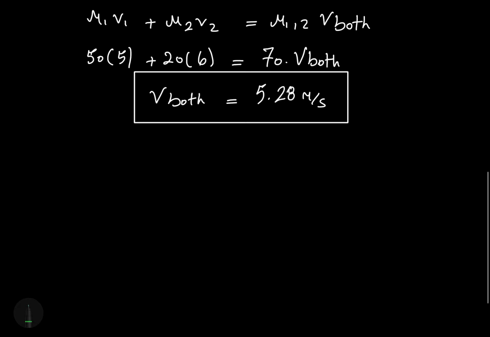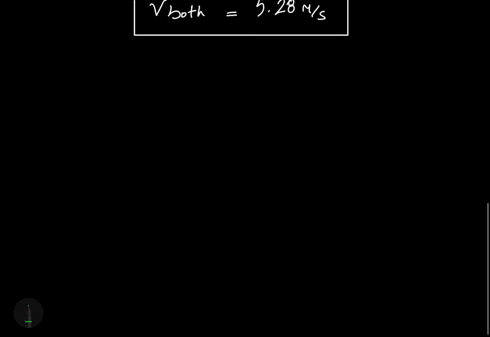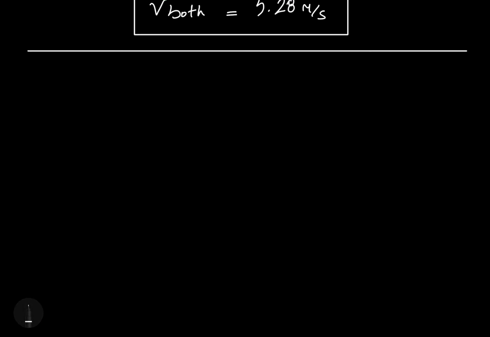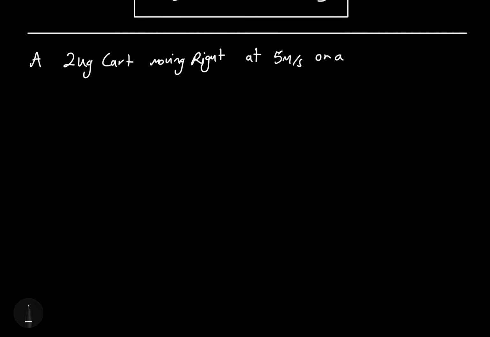Let's go ahead now and take a look at another example of conservation of momentum. This time, you go ahead and give it a try before I do. If you can, that's great. Check your final answer. If you can't, watch the rest of the video to learn how to do it. So, let's say a 2 kilogram cart is moving right at 5 meters per second on a frictionless track.